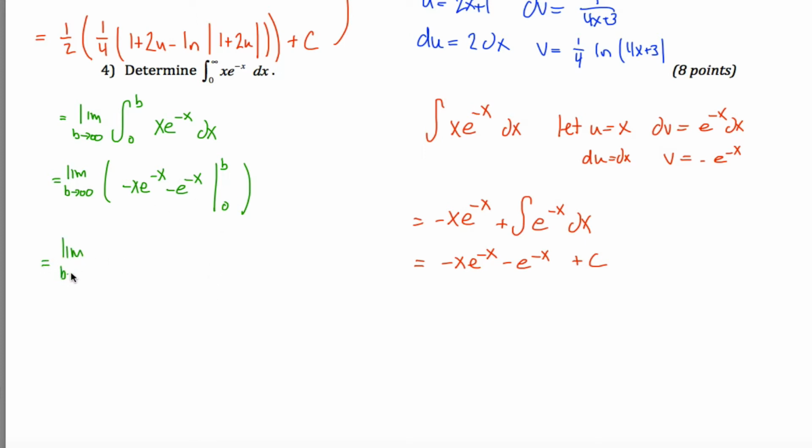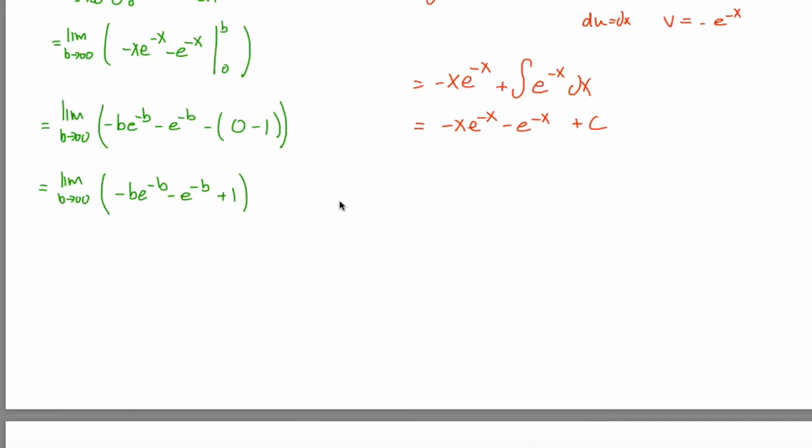Limit as b approaches infinity. If I throw in a b everywhere I see an x, I get negative b e to the negative b minus e to the negative b. And from that I want to subtract whatever I would get if I threw a 0 in everywhere I see an x. That'd be 0 minus 1. 0 from this term, negative 1 from this term. And so really what I'm trying to figure out is what is the limit as b approaches infinity of negative b e to the negative b minus e to the negative b plus 1.